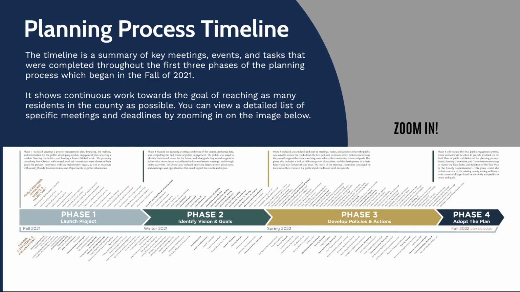There are 4 phases to the planning process. Phase 1 includes activities related to the launch of the project. Phase 2 is establishing the vision and goals and the first round of public engagement activities. Phase 3 is developing policies and actions and a second round of engagement. Phase 4 is reviewing the drafts of the plan and formally adopting it.